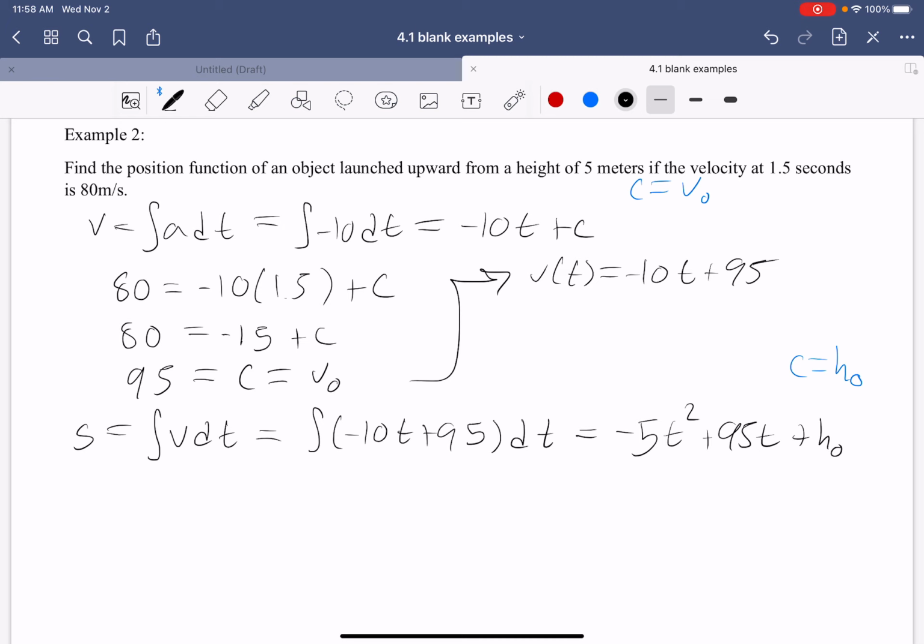And the given information tells us we have a launch height of 5 meters, so that is the initial height. So our answer is S of t equals negative 5t squared plus 95t plus 5.